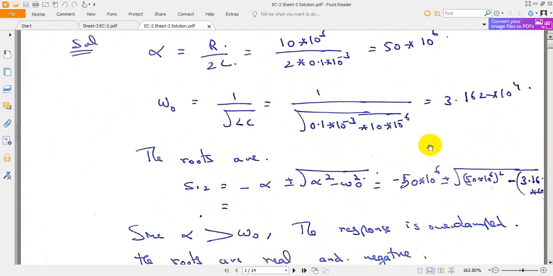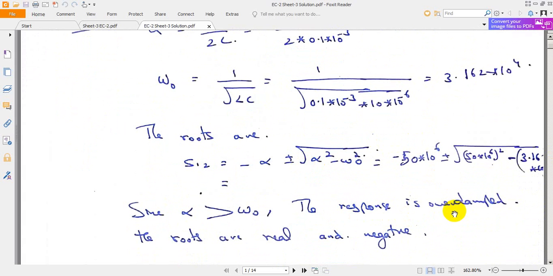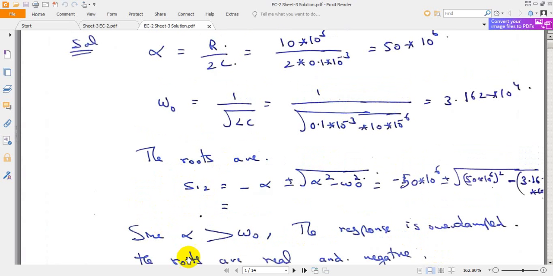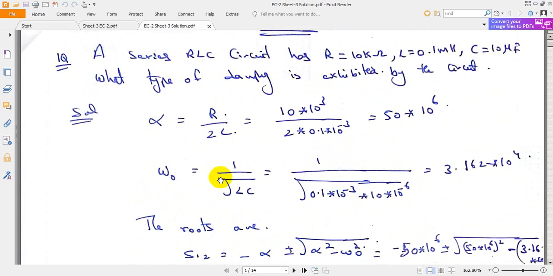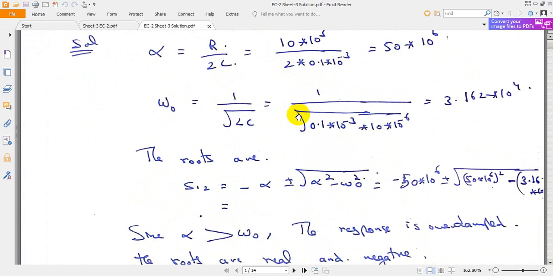This is the question asked. The response is over damped and the roots are real and negative. How are we saying the roots are real and negative? Roots can be evaluated, but it is not asked in the question. We do not need to identify the values of S1 and S2. Alpha being greater than omega naught itself defines that the RLC series circuit is over damped.